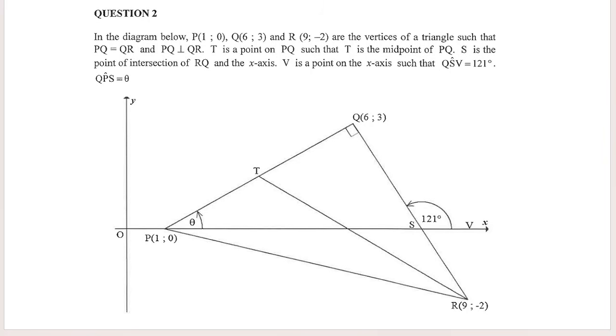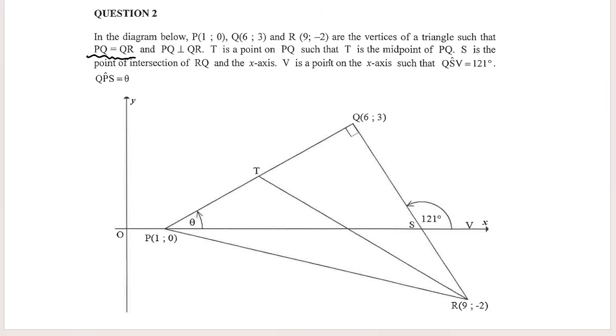So it says in the diagram below, they give me point P, point Q, and point R are the vertices of a triangle. Okay, you can clearly see we have a triangle such that PQ is equal to QR. So that's the first part of information that they give me that isn't necessarily indicated on the diagram. PQ is equal to PR. We're just going to have to keep that in mind for later on. And PQ is perpendicular to QR. We know that that means that it forms a 90-degree angle, which they do indicate on the diagram.